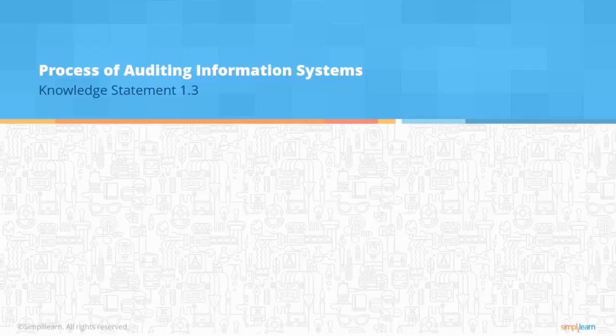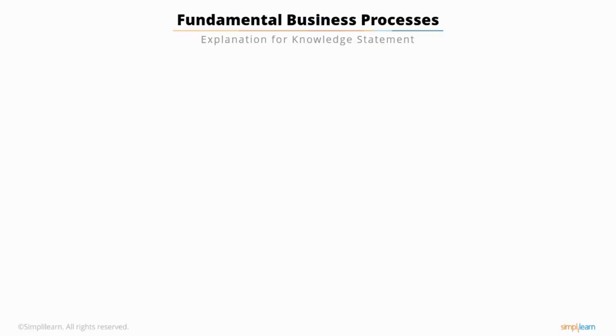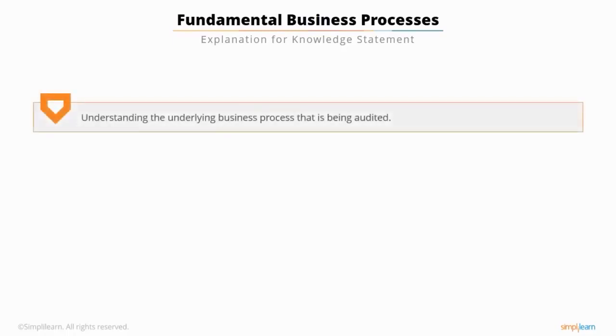Knowledge Statement 1.3 of Domain 1 of the CISA exam. Knowledge of fundamental business processes, things like purchasing, payroll, accounts payable, accounts receivable, and the role of information systems in these processes. The purpose of this knowledge statement is to emphasize that before you can do a successful IS audit, you need to understand the underlying business process that's being audited.